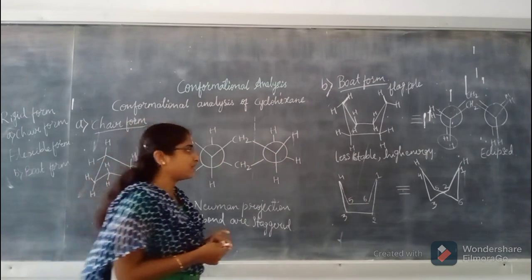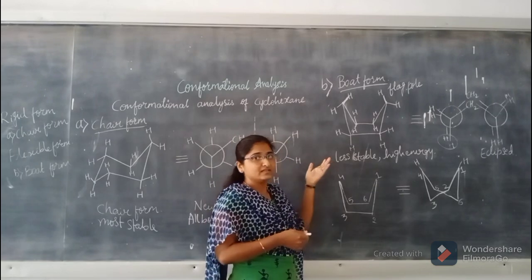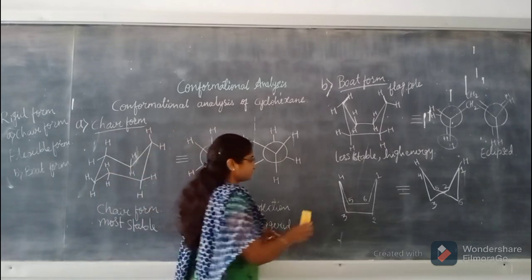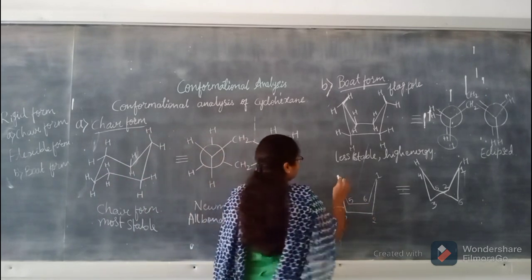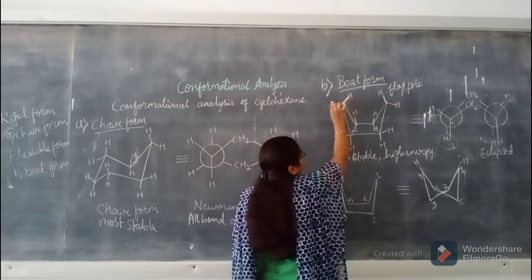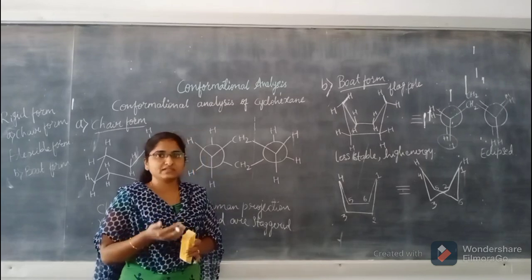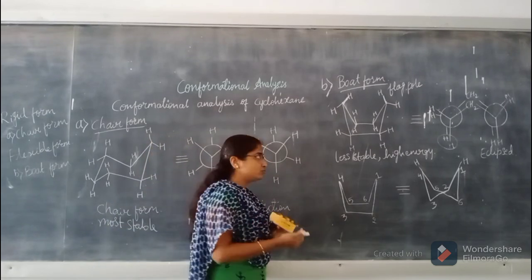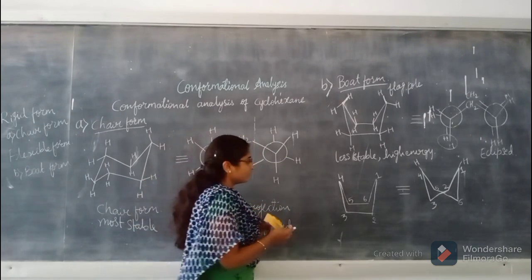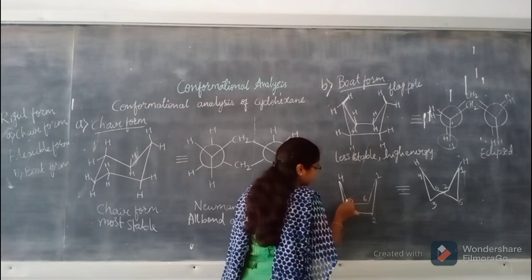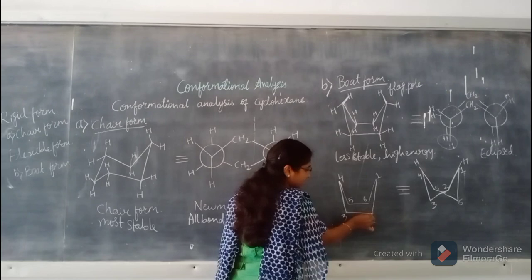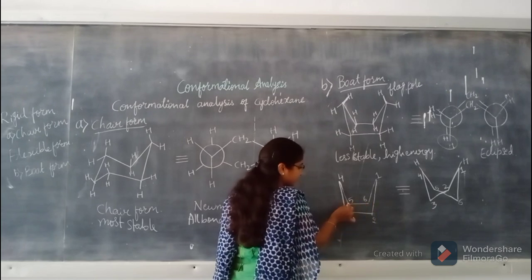So this boat form can be converted into another form, that is, it can be stabilized. The boat form of cyclohexane can be stabilized by following one method. See here, these are your flagpole hydrogens. When you move the flagpole hydrogens apart, you get stability in the boat form. To do this, you take the four hydrogen atoms bonded to the third, second, sixth and fifth carbon atoms.